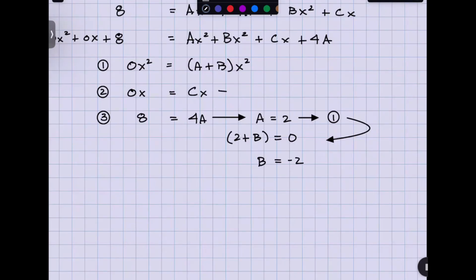And what does this tell me about c? What's c equal to? Agreed? Is your mind blown? Does this make sense?